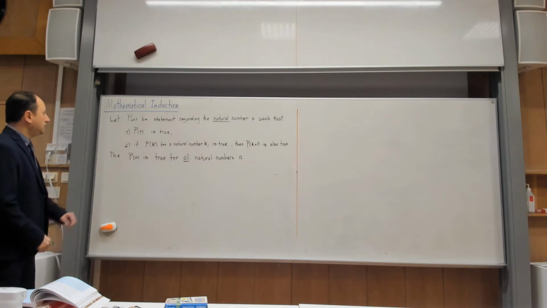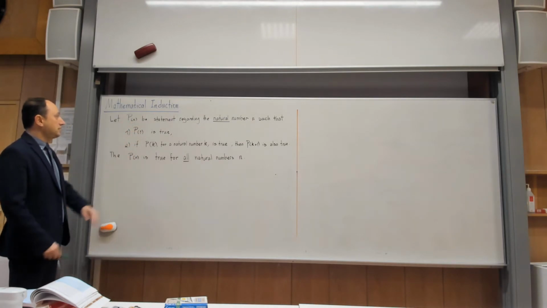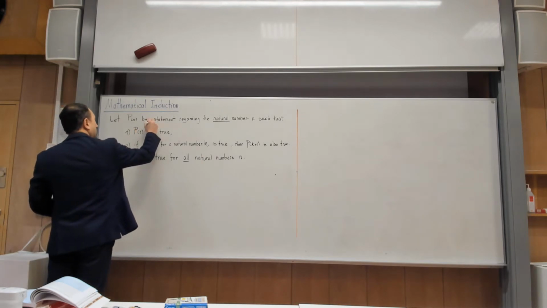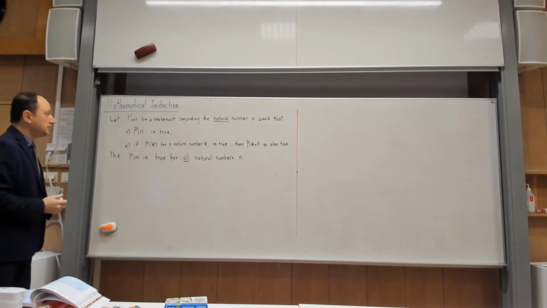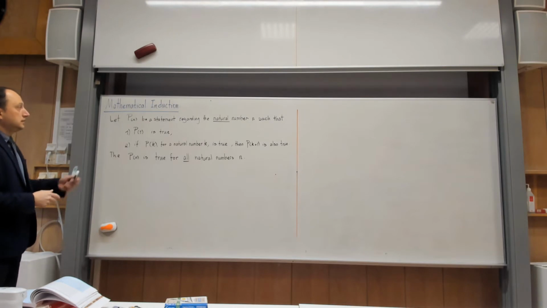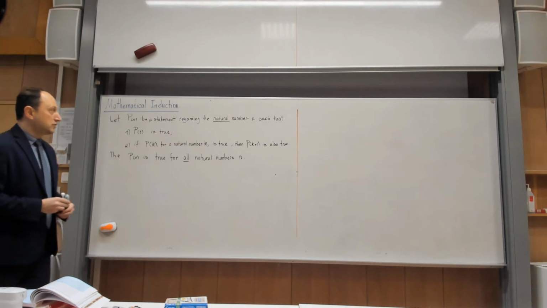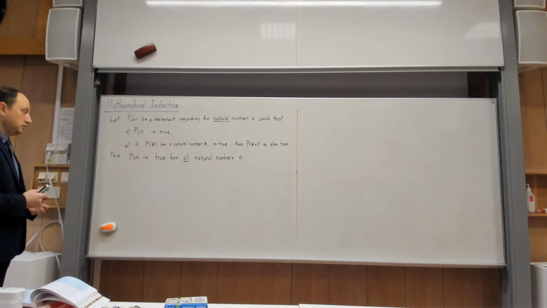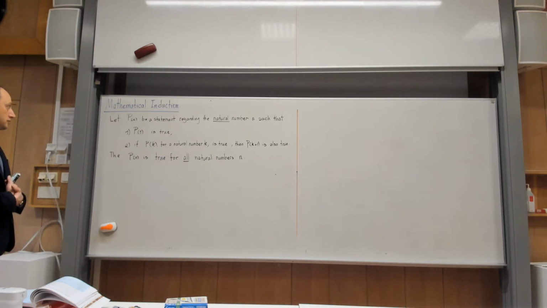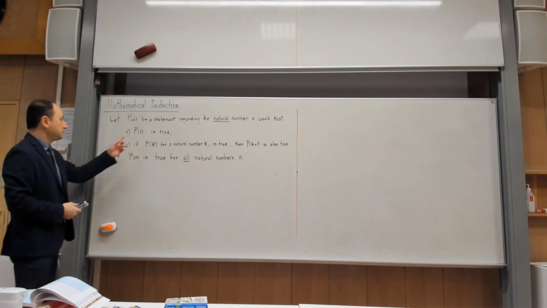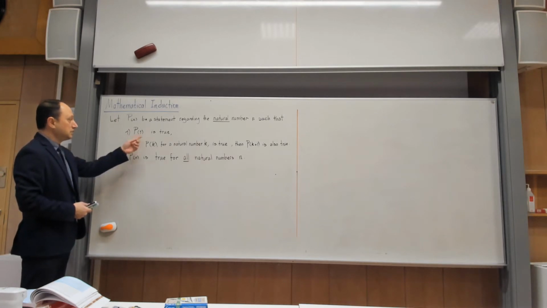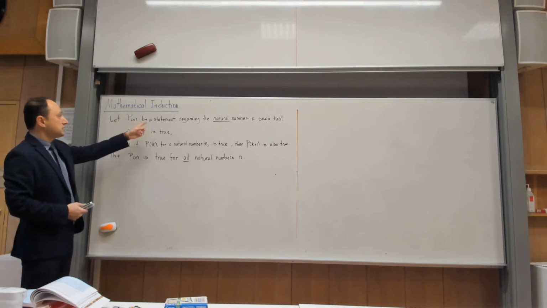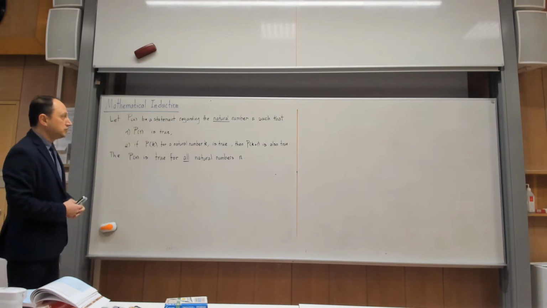Let P of n be a statement regarding the natural number n. In the book, the natural numbers start from 0, 0, 1, 2, 3. I will always follow that natural numbers start from 1. So in the book, they have written P of 0 first. But I have written P of 1. Okay, so let P of n be a statement regarding the natural number n.